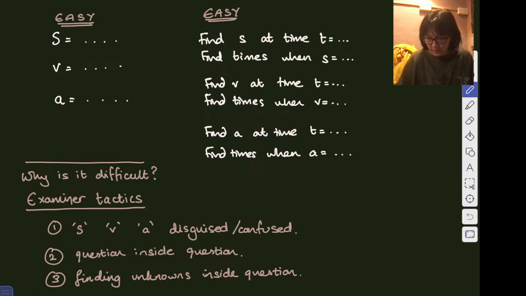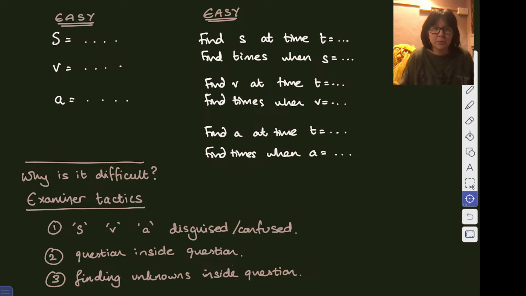Basically, they're all just differentiating the displacement to get the velocity, or differentiating the velocity to get the acceleration, or integrating the acceleration to get the velocity, or integrating the velocity to get the displacement. Now that differentiation and integration is simple. First year: pull the power down, take one off, or increase the power, divide by the new power, plus c. That's not complicated.